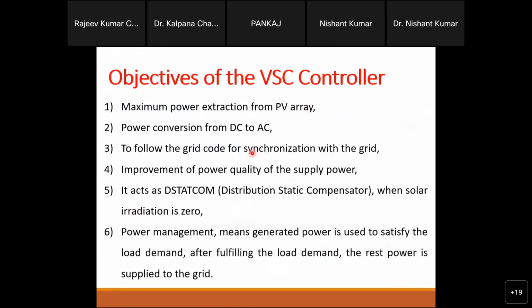Again, we will try to fulfill all those objectives. The key objectives are maximum power extraction, power conversion from DC to AC, following the grid code for synchronization, like frequency, voltage and phase matching, and keeping THD under the limit to improve the power quality. Also the D-STATCOM action when the solar irradiance is zero, in the night time. Also power management: generated power is used to satisfy the load demand, and after fulfilling the load demand, the rest of the power goes to the grid. So all these six objectives will be fulfilled through this control.